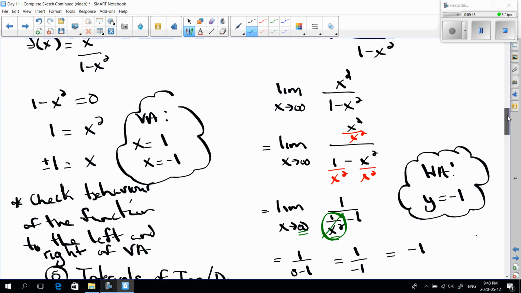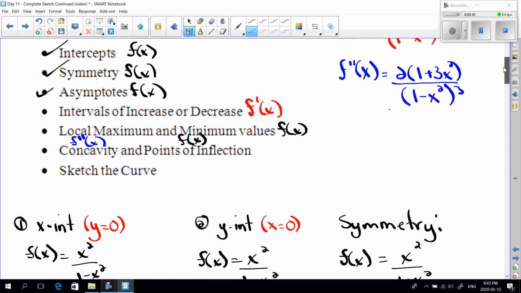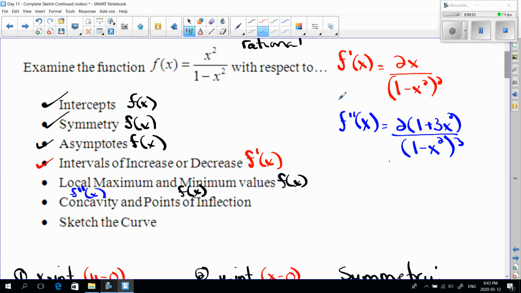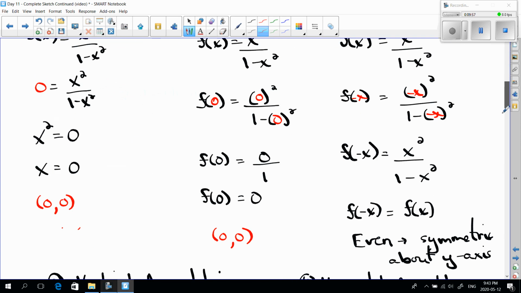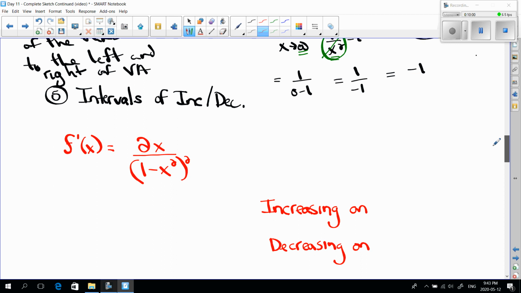All right, so now I want to find the intervals of increase and decrease. And in order to do that, just like my polynomial function, I have to use the first derivative. Okay, I'm going to be working with this. So f prime x equals 2x over 1 minus x squared, all to the power of 2.